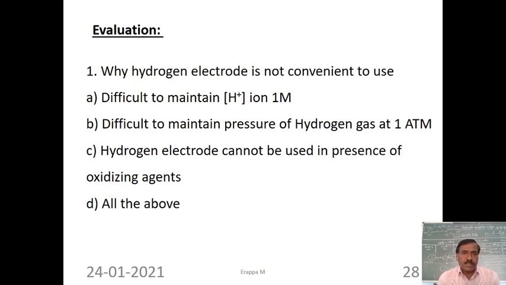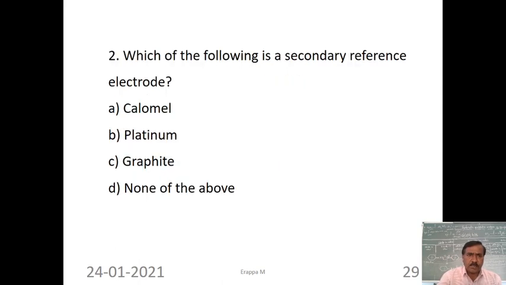Number one, why is the hydrogen electrode not convenient to use? That means, what are the limitations of the hydrogen electrode? A, it is difficult to maintain H plus ion at 1 molar. B, it is difficult to maintain the pressure of hydrogen gas at 1 atm. C, the hydrogen electrode cannot be used in the presence of oxidizing agents. D, all the above. So for this question, the answer is D, all the above.